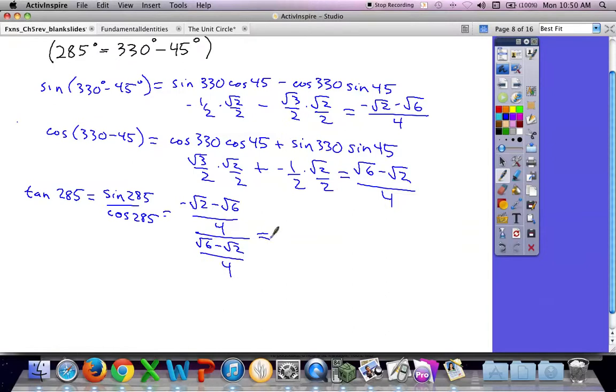Again, you could flip and multiply. What's going to cancel? The 4s, right? The 4s will cancel, and you're left with negative root 2 minus root 6 divided by root 6 minus root 2. Done.